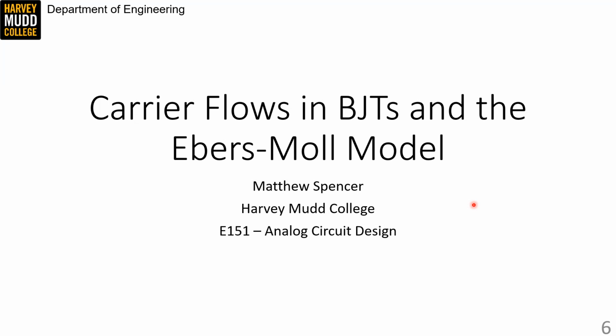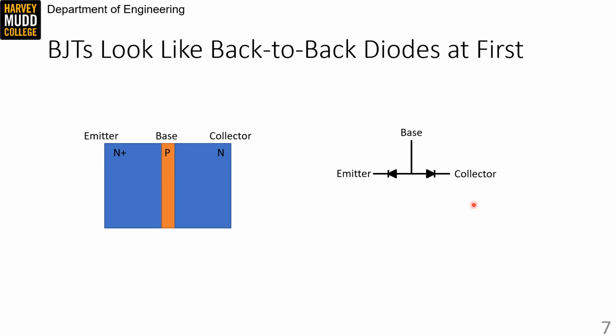In this video, we're going to illustrate how carriers move around in BJTs, which will give us a qualitative sense of how transistors achieve the magic of transferring electrical signals from one terminal to another. If you look at a BJT, your first instinct might be to model it as two back-to-back diodes.